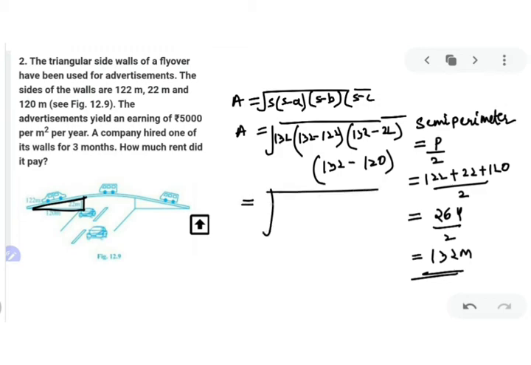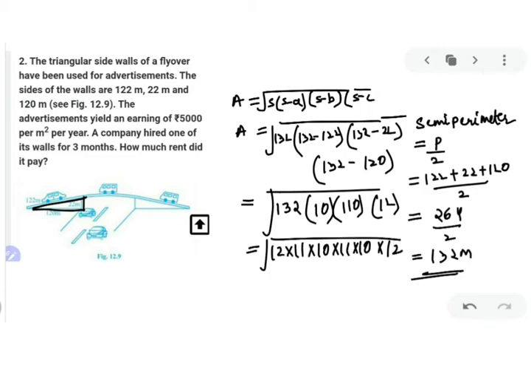Now under the root, 132 जो बाहर है वो तो रहेगा ही. 132 minus 122 will be 10. 132 minus 22 will be 110. And 132 minus 120 will be 12. Now my dear kids, let's see what we are getting. If you can see here, मैंने 132 के factors लगा दिए, 12 and 11. 10 को वैसा ही रखा है. 110 को I made it 11 into 10, and 12 again I have kept as it is.